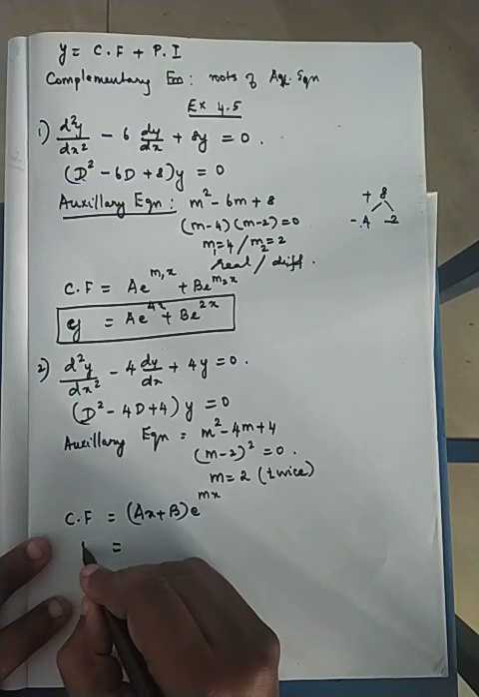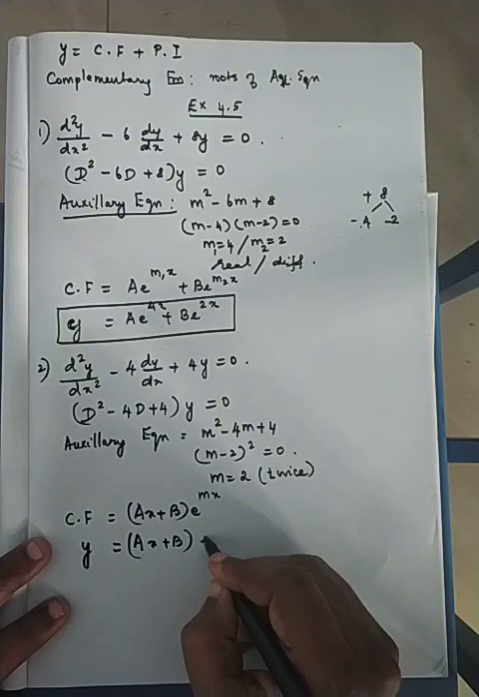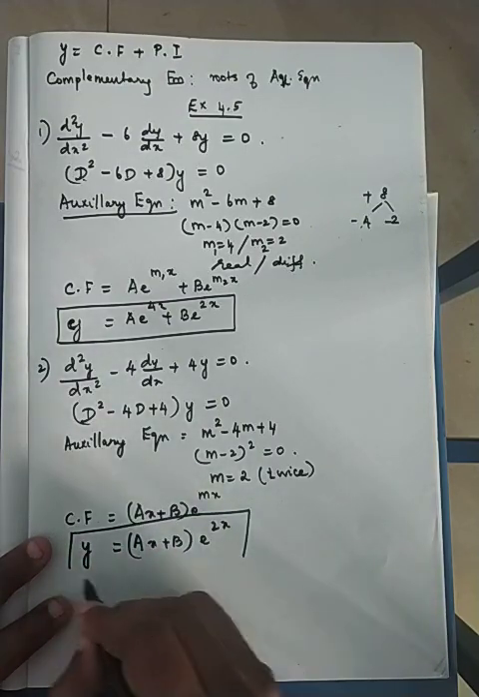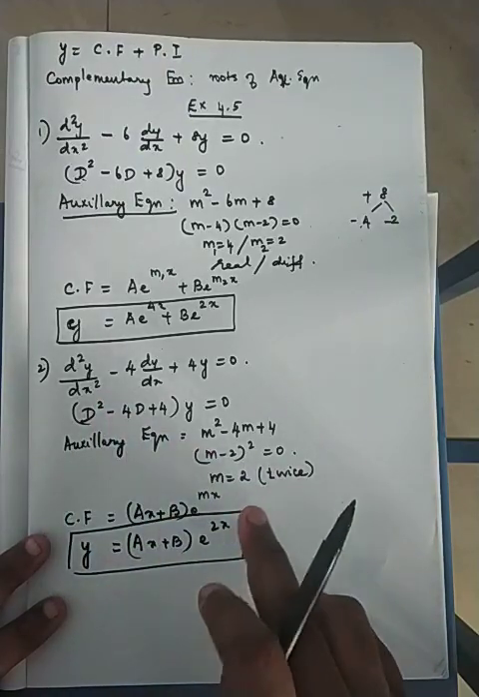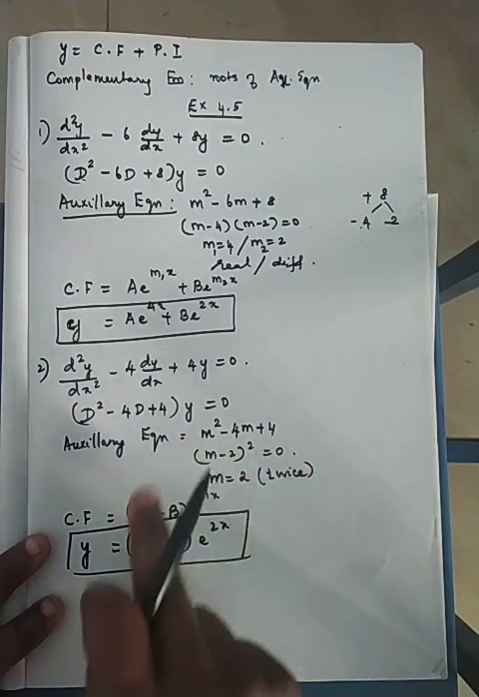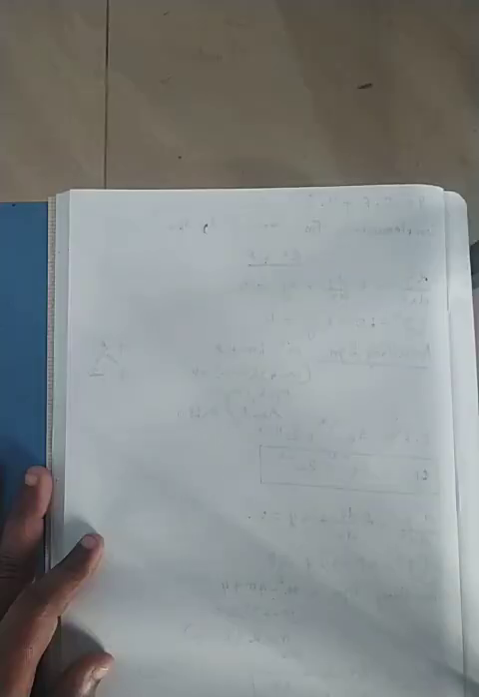So my solution itself will become ax plus b into e power 2x. This will be my answer, because the roots of the auxiliary equation are repeating. The roots are repeating, so I have the answer of this type. Okay.